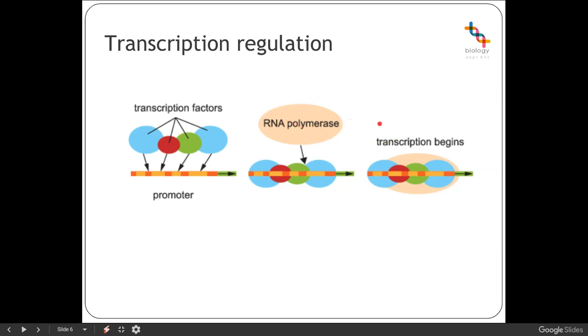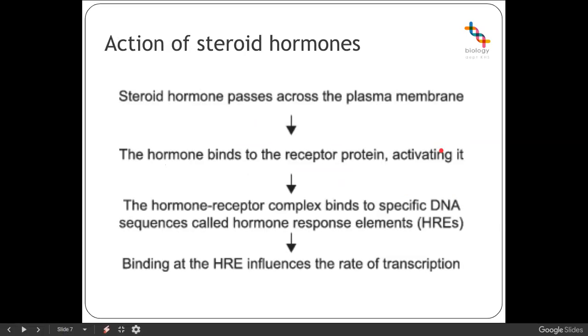As these hormone receptor complexes are able to bind to these specific sections of DNA, it's possible for each hormone to be able to affect the expression of many different genes. The overall action of these steroid hormones, therefore, is that the steroid hormone passes across the plasma membrane, the hormone binds the receptor protein, which activates it. The hormone receptor complex binds to specific DNA sequences called hormone response elements, and binding at the hormone response element influences the rate of transcription.